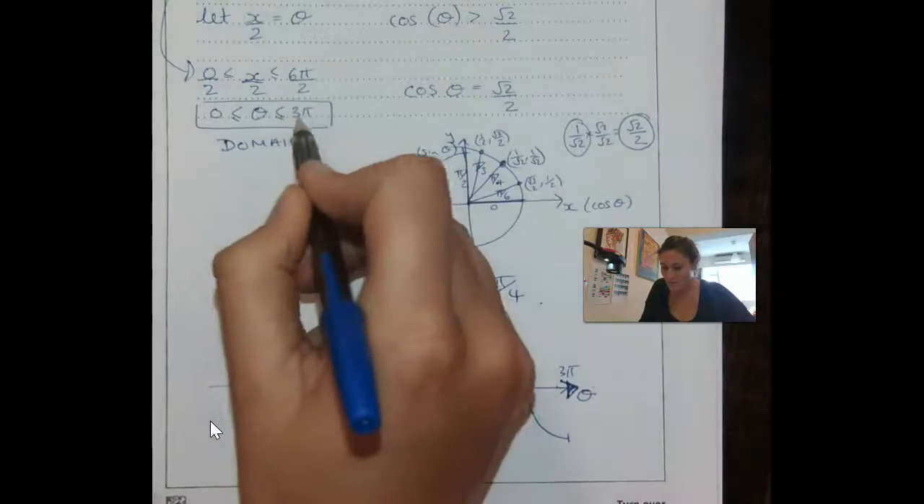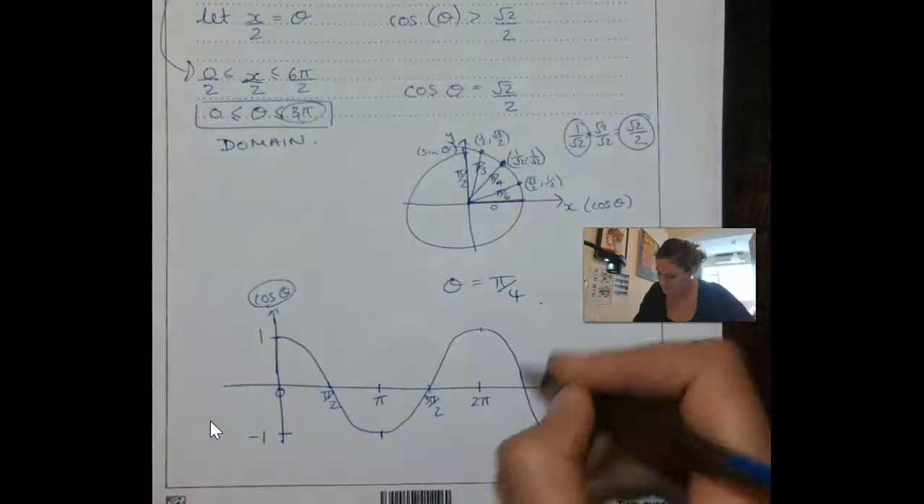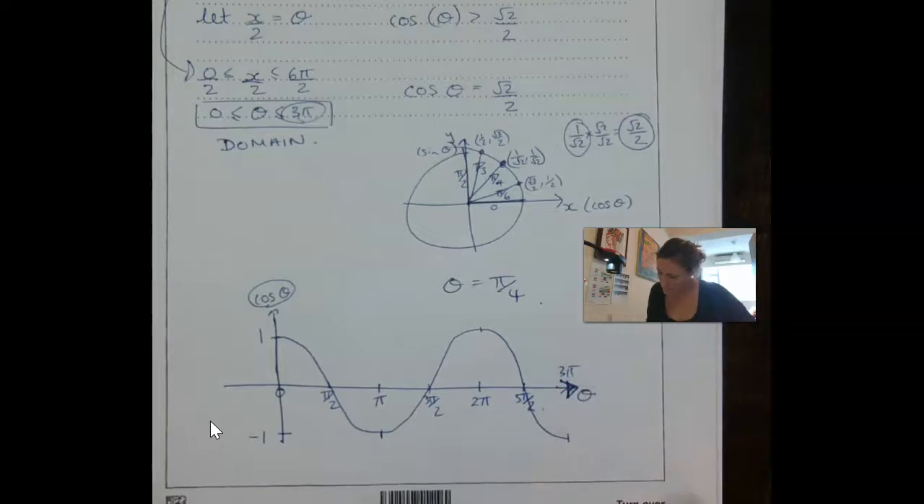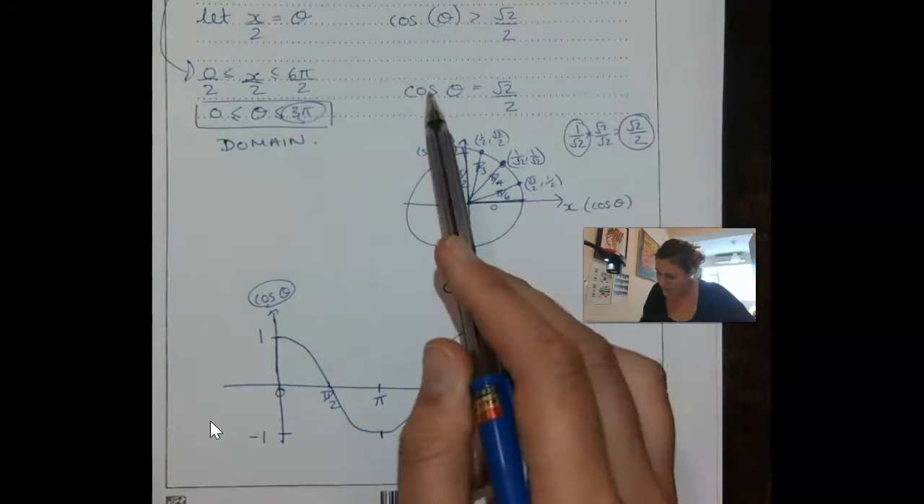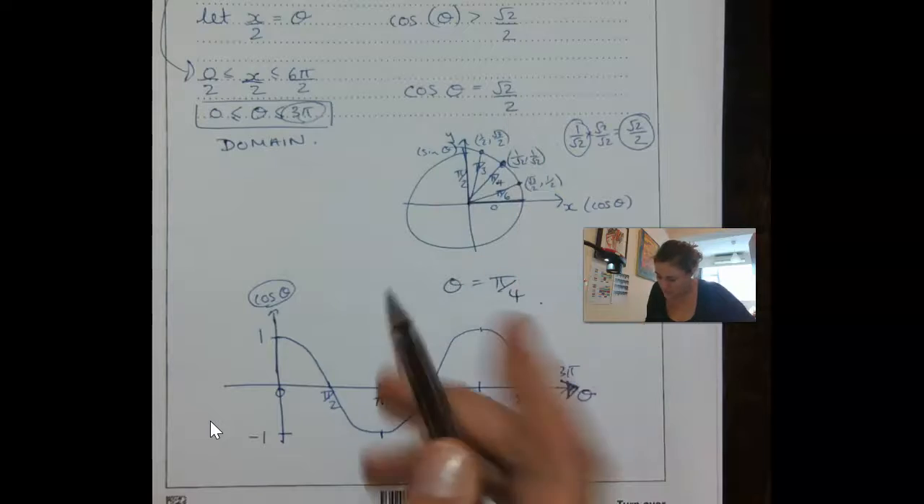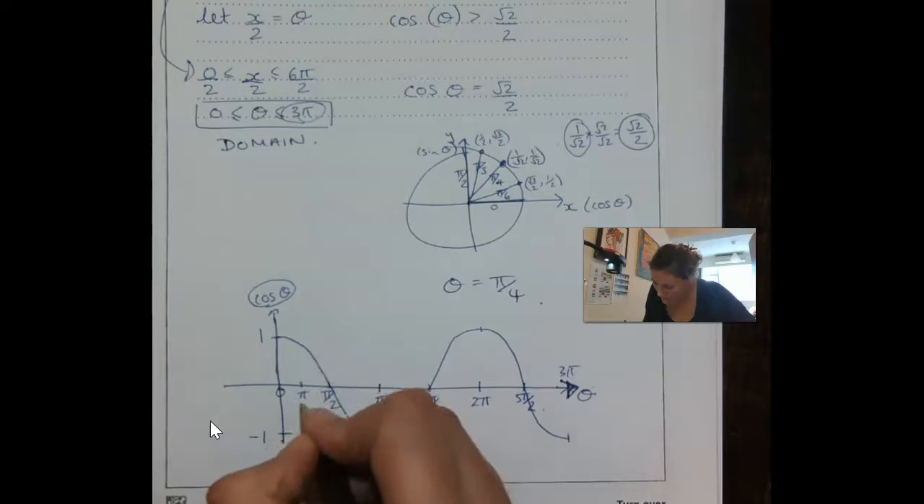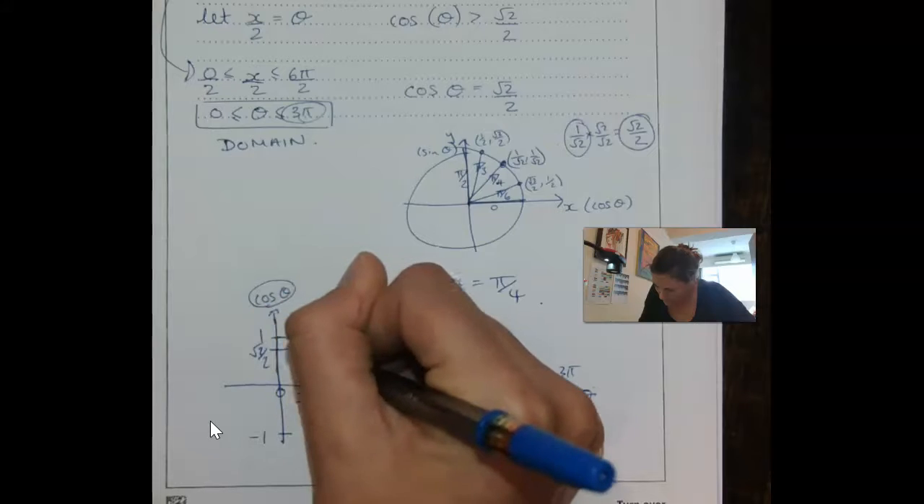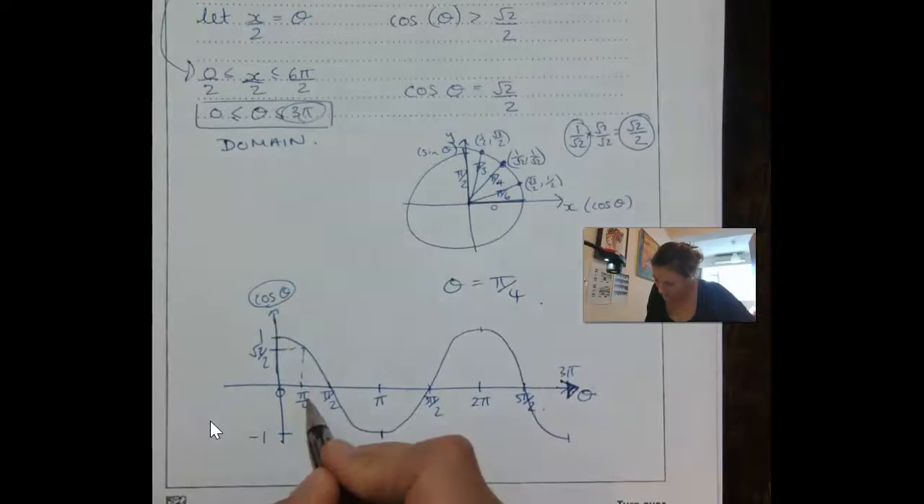And I've stopped at 3 pi because that is our domain. And this bit here will be 5 pi over 2. So then I'm looking for when cos theta, first of all, when does it equal root 2 over 2? And we know that's when we've got pi over 4. So if I've got root 2 over 2, here it touches at pi over 4.